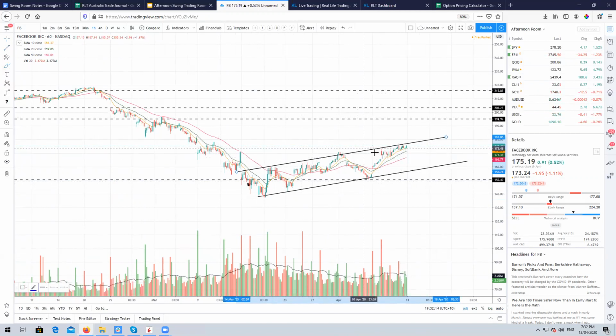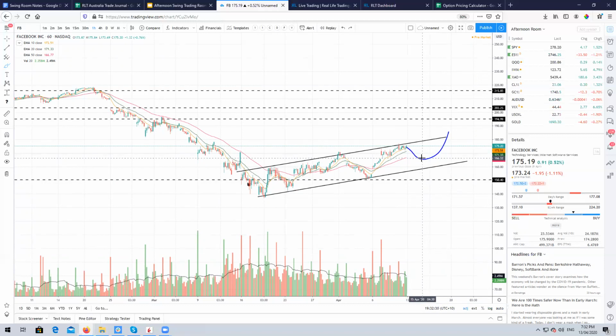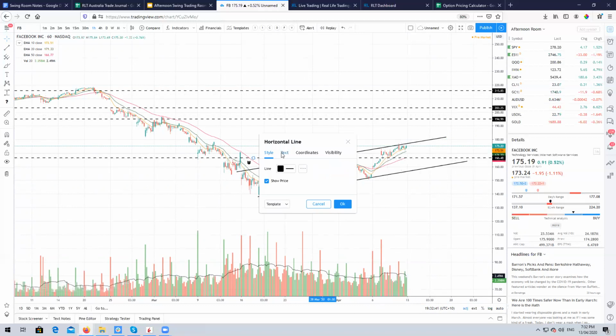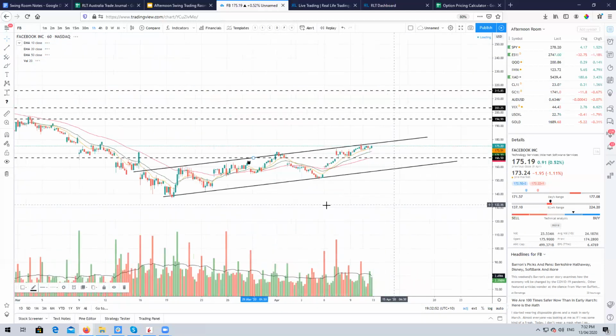So if we can pull back a little bit and we can come down to around here, then we'll be looking to buy off the 50-day EMA, which is most likely going to be around about 166-ish. So I might move this alert up to 166.50. I'll put the alert there so I don't forget about it.